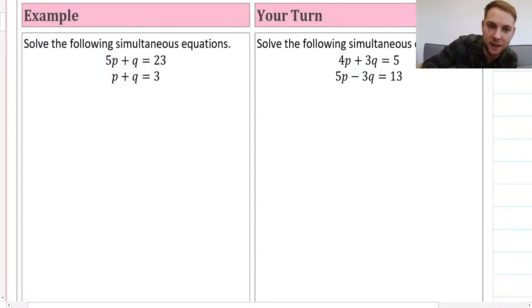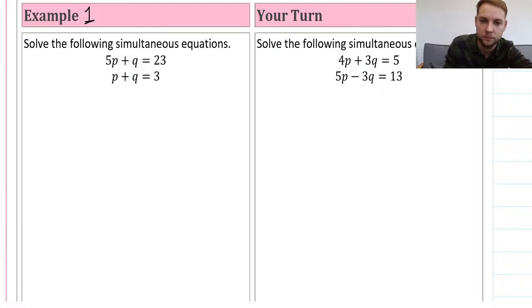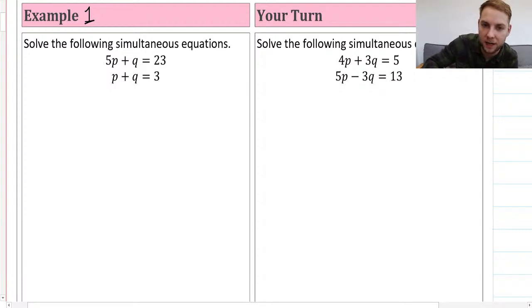So this one here is example 1. And it'll start to make a little bit more sense now. So you'll notice here that we've got two equations. Okay, and I want you to get these down, and I'm going to label these equation 1 and equation 2.